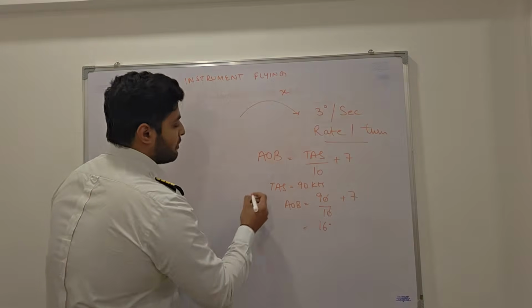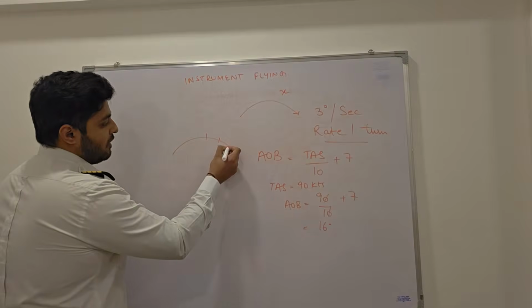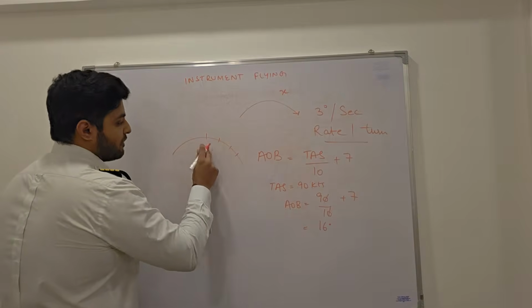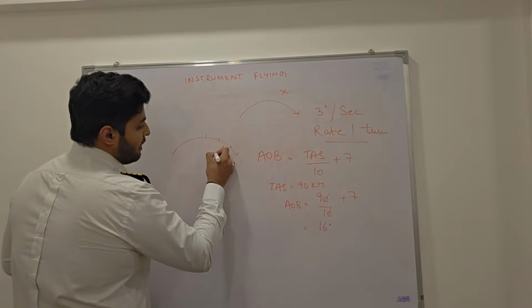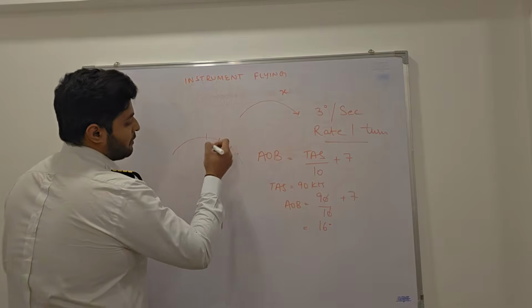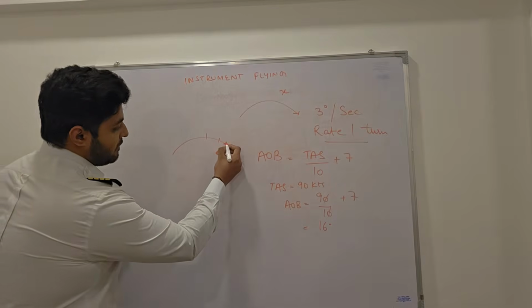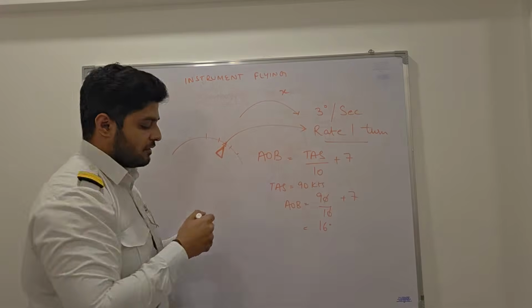Do you remember the bank angle indicator? It shows 0, 10, 20, 30. For example, this is 10, this is 20. So 16 degrees will end up somewhere here. We have to maintain this angle of bank so that I am able to maintain a rate 1 turn.